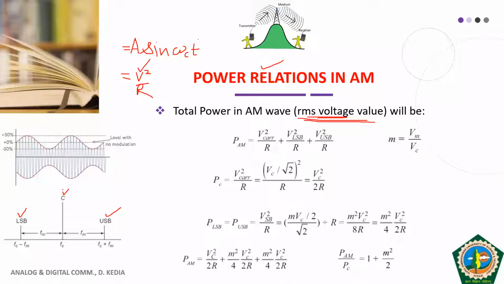So first let us take the power of carrier component. So this is the power of carrier component, V square by R, where this V car square is the RMS value of the carrier. Okay, then this is the power of lower sideband component. This is the power of upper sideband component. So these are the three components, and if we sum them together, we get the total power.